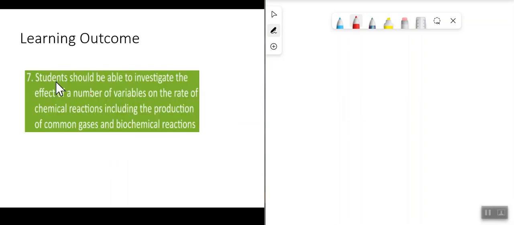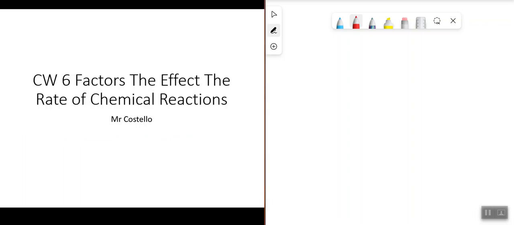Okay, so in this, students will be able to investigate the effects of a number of variables that impact the rate of a chemical reaction, including the production of common gases and biochemical reactions, as well as photosynthesis and the reaction of catalase. So those are the factors that affect the rates of chemical reactions.